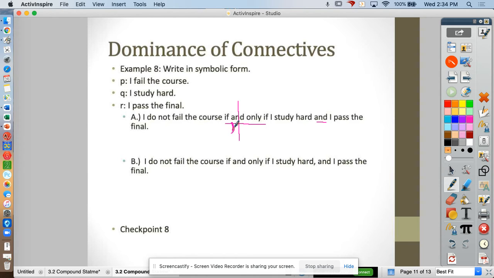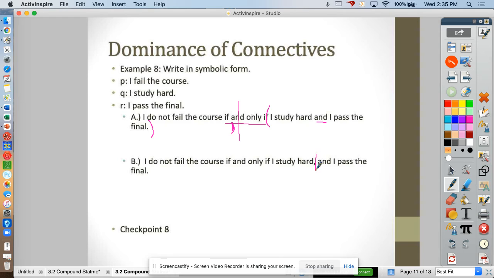So if I put a comma there, this part only has one simple statement, but over here on the right side, I study hard and I pass the class. That's the part that has two, and so that would be the part where the parentheses go around, okay? So it would say, I do not fail the course, comma, if and only if I study hard and I pass the final. So the B one down here says, I do not fail the course if and only if I study hard, comma, and I pass the class.